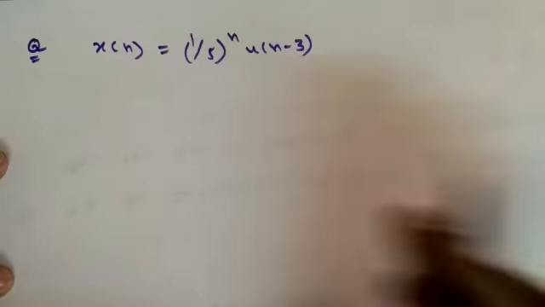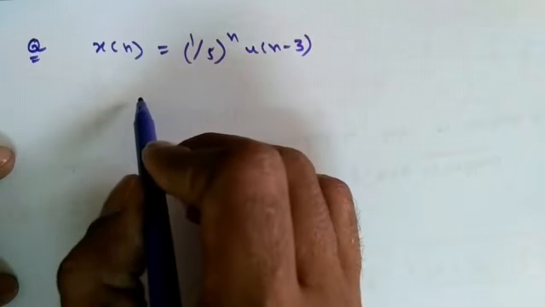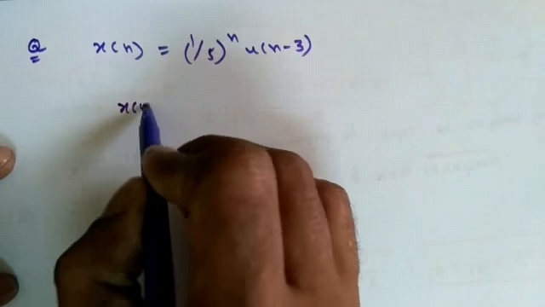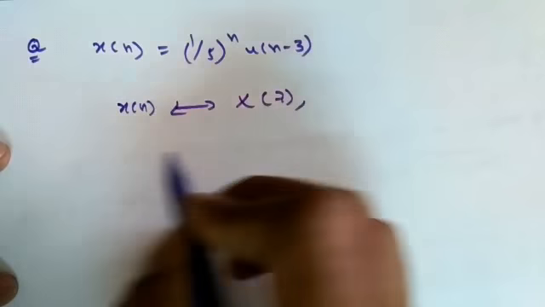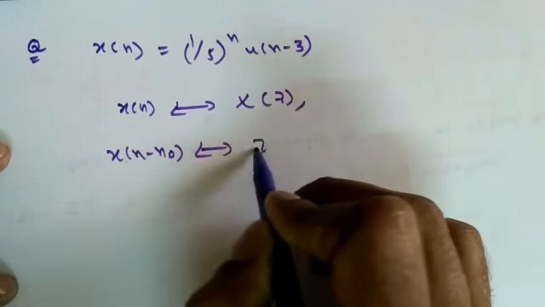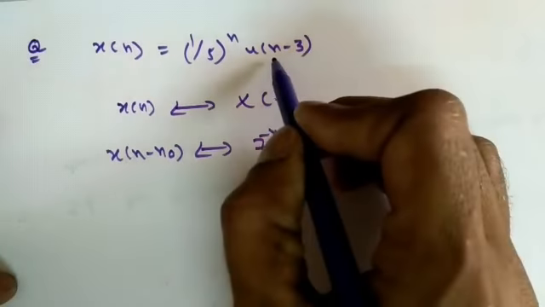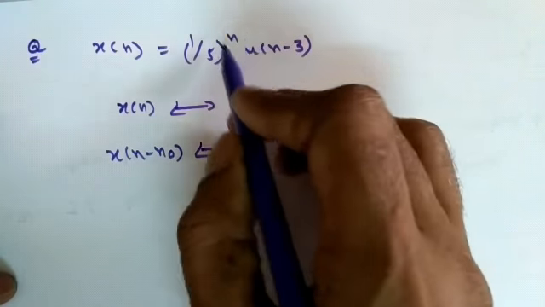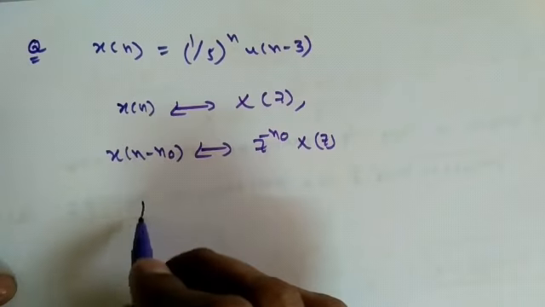We'll solve this problem. We need to find the Z transform of this one. Now see, x of n is having, what is the property we need to use? The shifting property: x of n minus n naught. What is the property? Z power minus n naught into x of z. Now u of n minus 3 is there. So to make the total x of n minus 3, we have to manipulate.